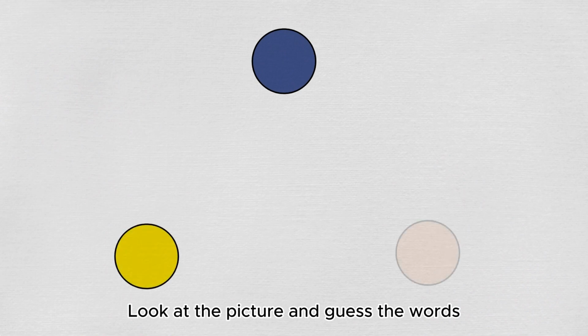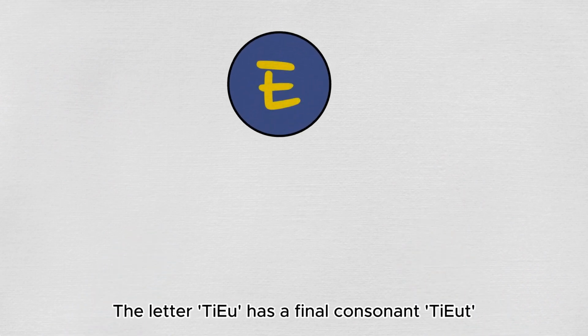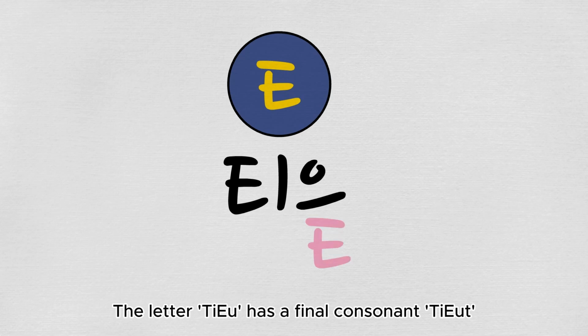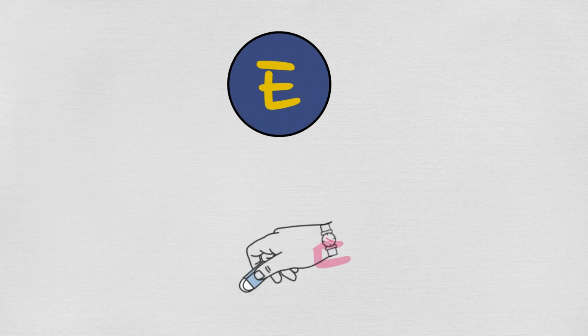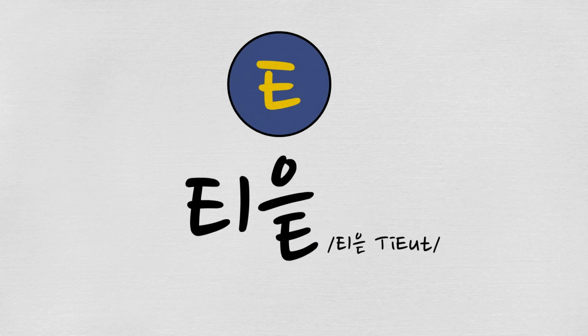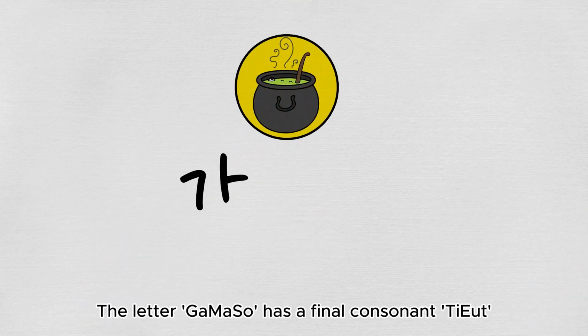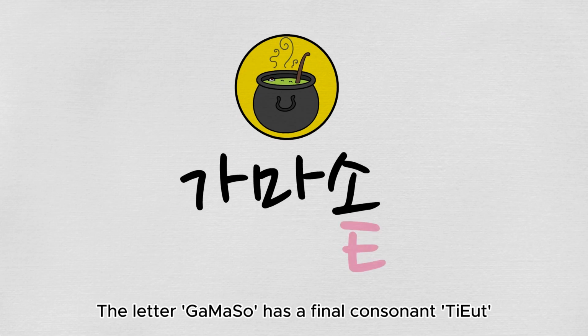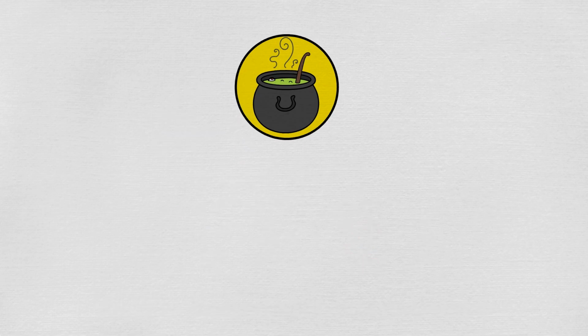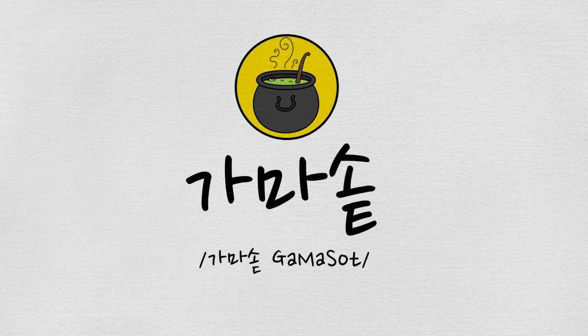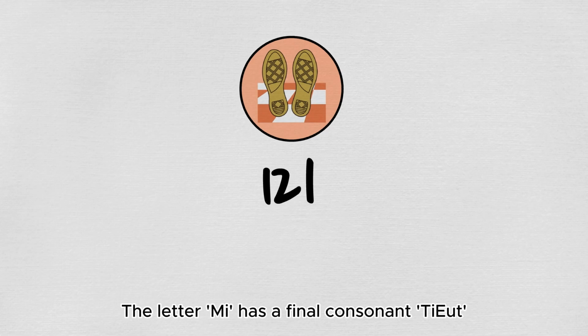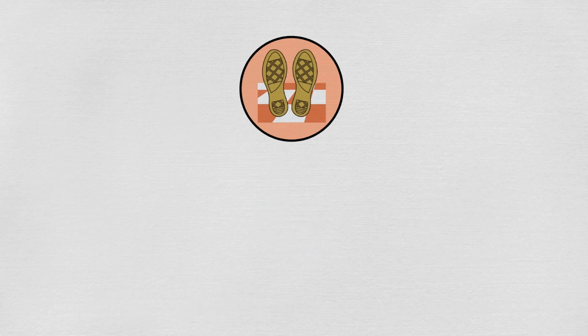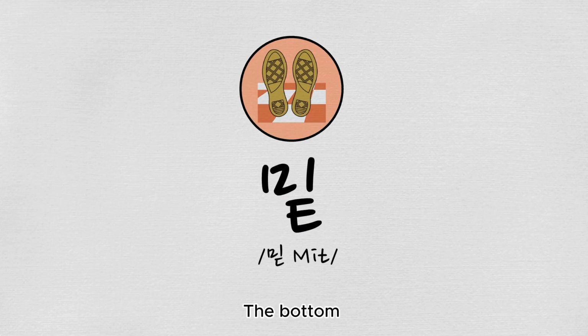Look at the picture and guess the words. The letter 티읕 has a final consonant. It's read as 티읕. The letter 가마솥 has a final consonant 티읕. It's read as 가마솥, a cauldron. 가마솥. The letter 미 has a final consonant 티읕. It's read as 밑, the bottom. 밑.